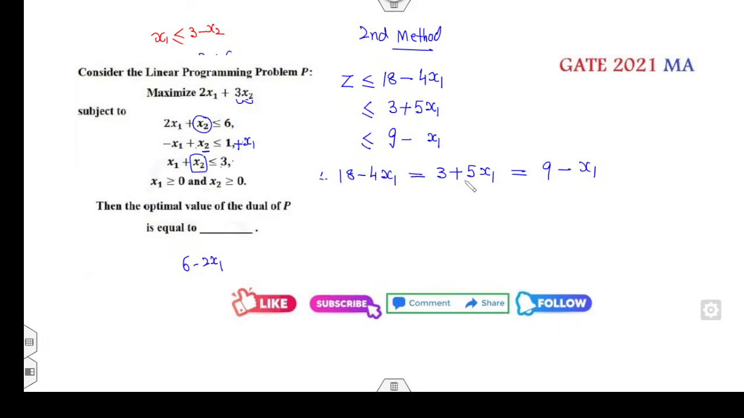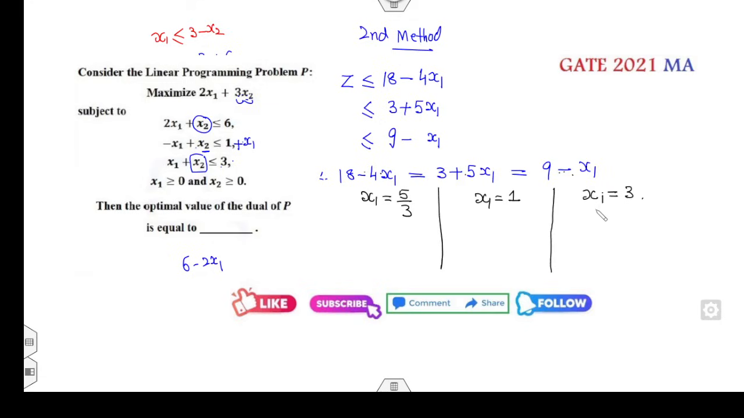So look at the first and second: you will get x1 is 15 divided by 9, that's 5 over 3. From the second and the third, x1 will be 6 divided by 6, which is 1. From the first and the third, it is 9 and 3, that is 3. Fine. So 5 by 3, 1 and 3. Now you can find the proper values.